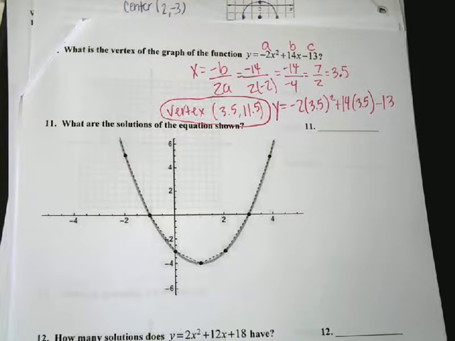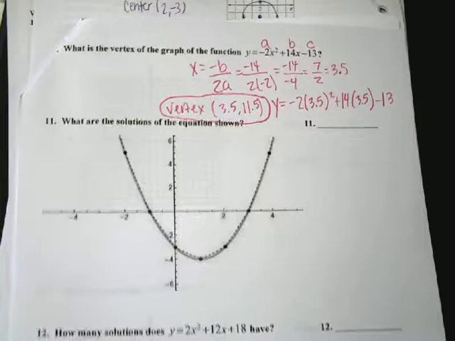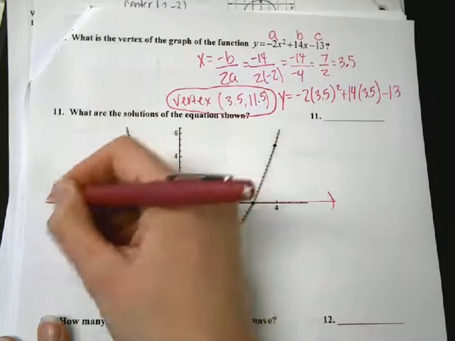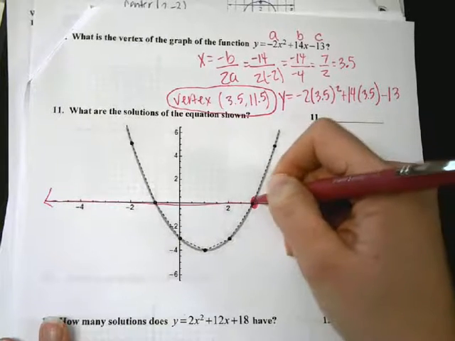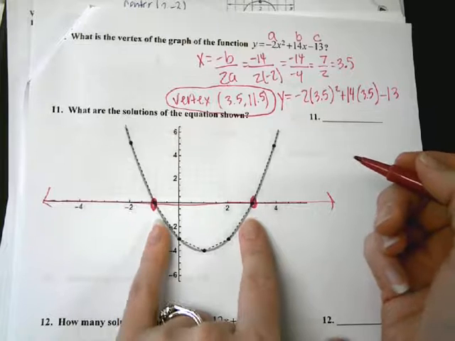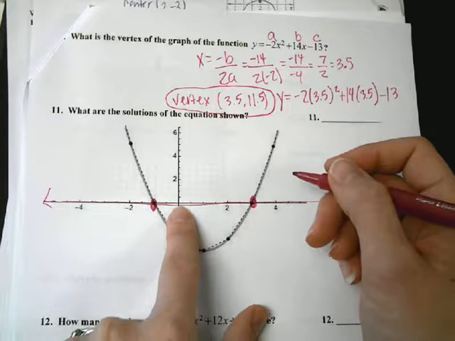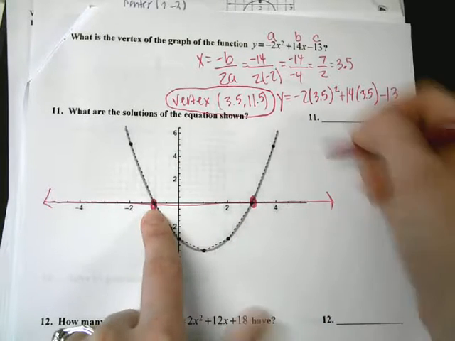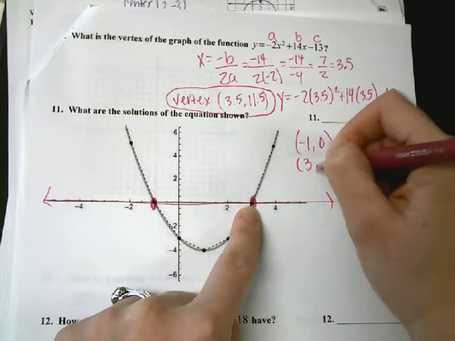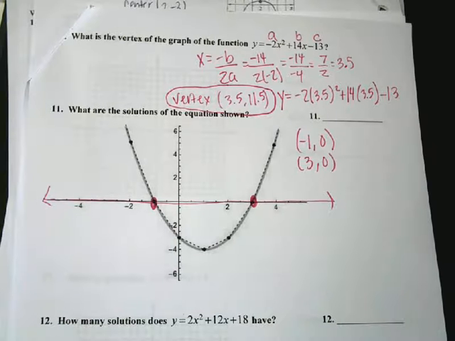Number 11 is asking what the solutions are of the equation below. If you remember from Tuesday, we said that our solutions are wherever it crosses the x-axis. These are also called roots, and it's right here and right here. Those are my solutions. You can write your solutions as a point, or you can write them as x equals. In this case, I'm just going to write them as a point. This would be negative 1 comma 0, and this would be 1, 2, 3, positive 3 comma 0. And that's all. All they wanted to know is whether or not you understand that the parabola, where it hits the x-axis, is going to give us the solution.